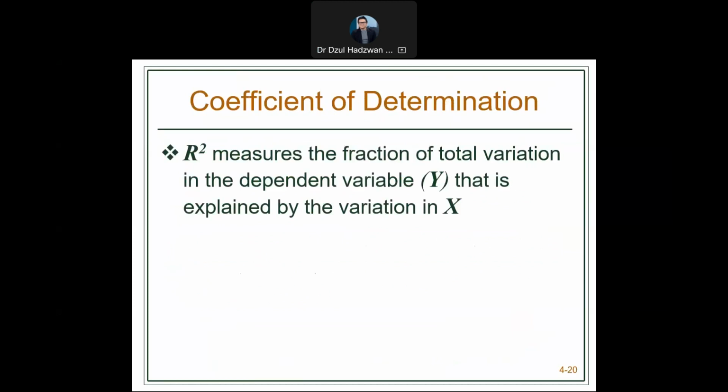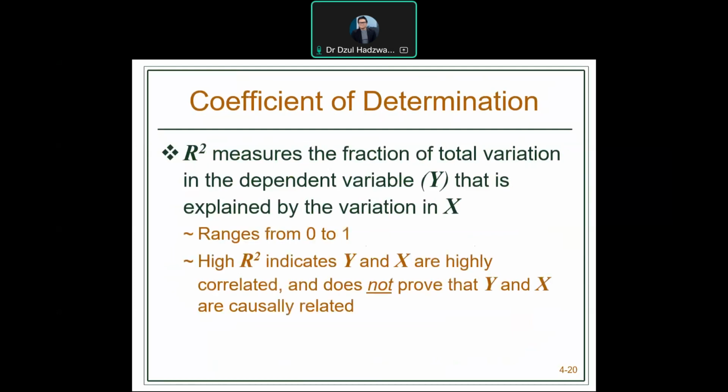Okay, another term. Now we have discussed the parameter, and the term that we need to understand here is R square. R square is the fraction of total variation in the dependent variable that is explained by the variation in X. In other words, how many percent of Y can X represent? This is what it means. We will discuss more in practical later. If R square is 0.9, it refers to 90% of Y being represented by X.